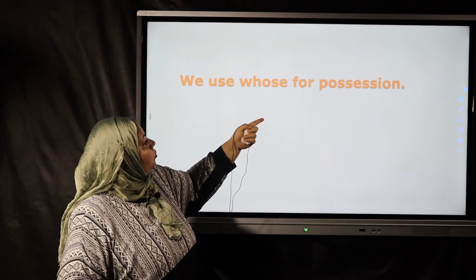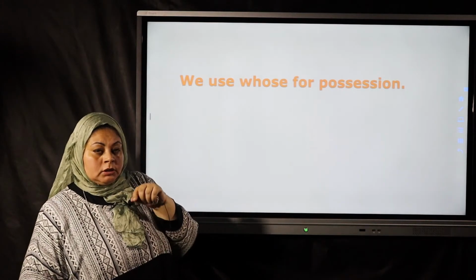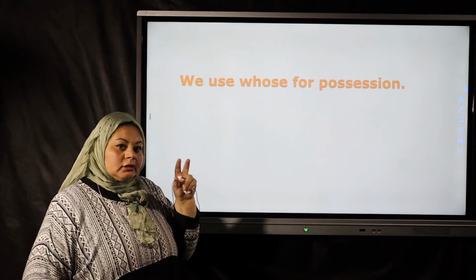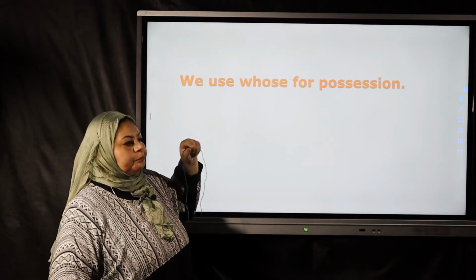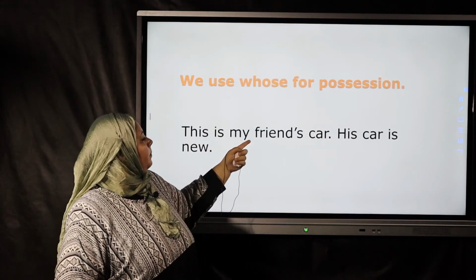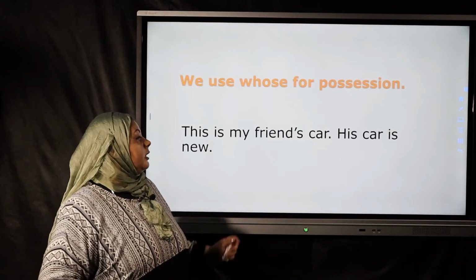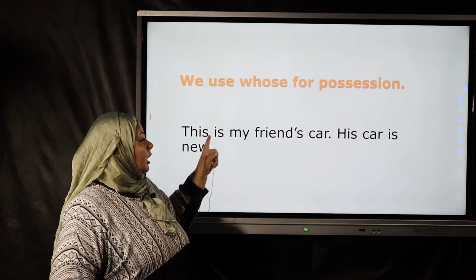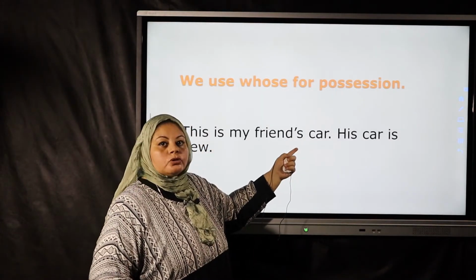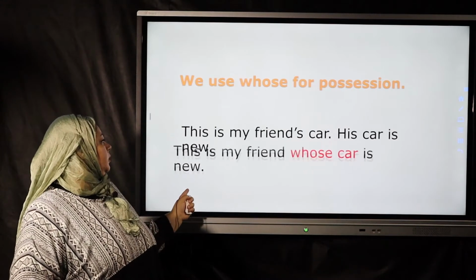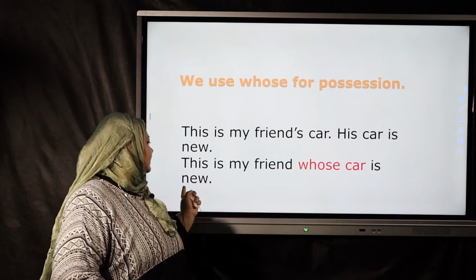We use "whose" for possession. When I have something which belongs to someone, okay, I'll remove "his" or "her" and put "whose". This is my friend's car. Okay, this is his car. His car is new. I'll omit "his" or remove it and then remove the apostrophe s. This is my friend whose car is new.